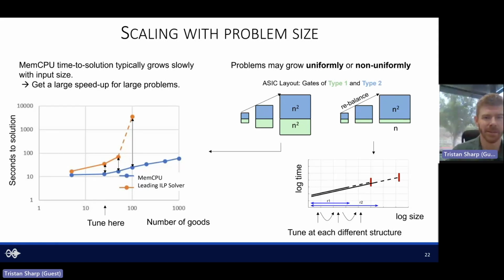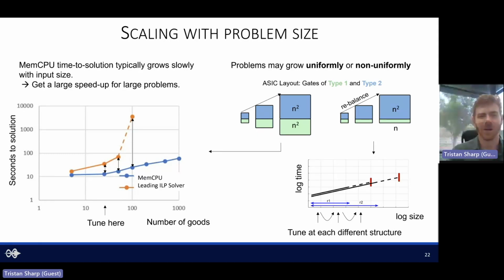This plot came from work we did with one of the leading oil and gas companies, and they just kept going out to the total number of gates that they had. You can see the slow increase in time to solution. So yeah, that's great. Now, there can be a slight complication, which is if you're looking at the scaling of the problem size and you're actually changing the structure of the problem as you increase the size, well, you have to take that into account.